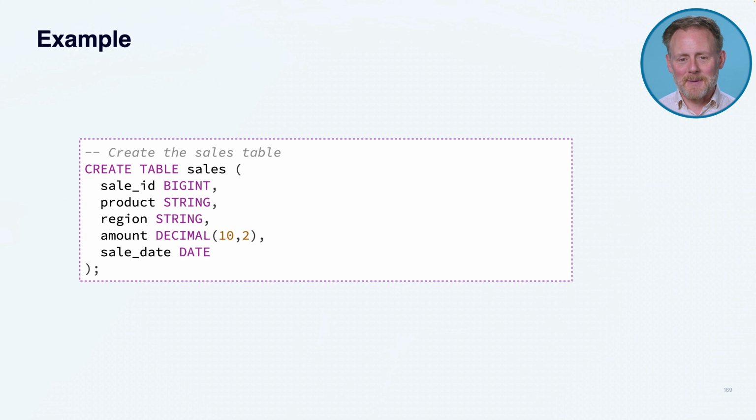Let's talk about one of the coolest Iceberg features, time travel. You can query your data as it existed at any point in the past. It's a very simple concept, very powerful in practice. Let's start with the basics.